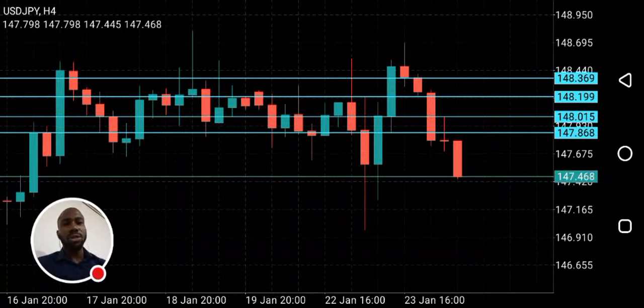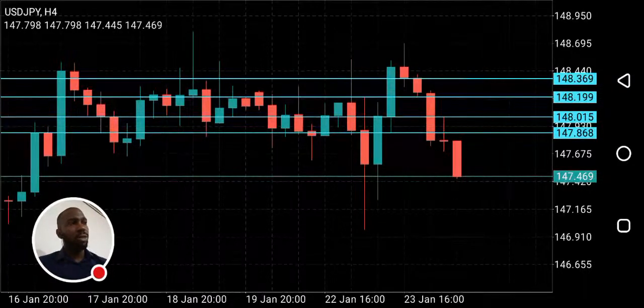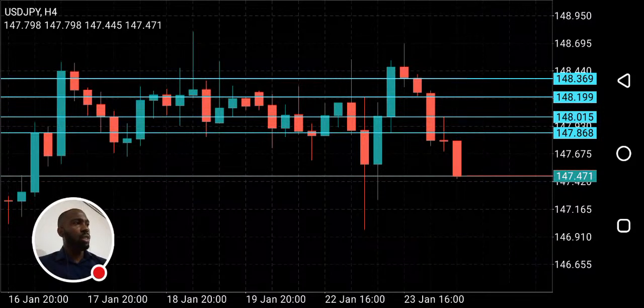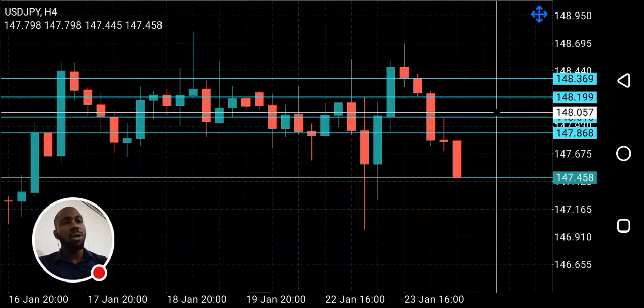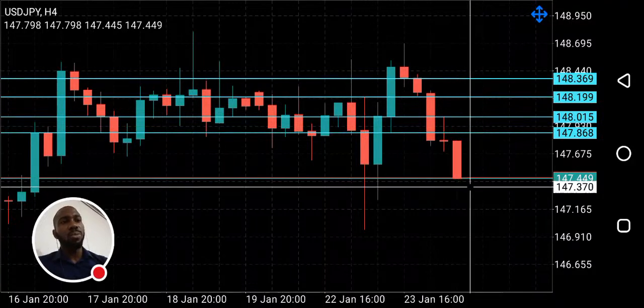Maybe after the major news is released. I think a major news will be released by 2:30. So if you've not executed any trade on USD JPY, you might want to wait for the major news to be released. Maybe before then price would have pulled back to this zone. Before the news is released, or probably when the news is released, they want to push price up to these gaps before selling.